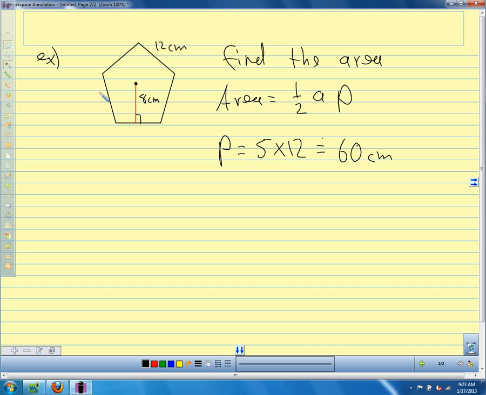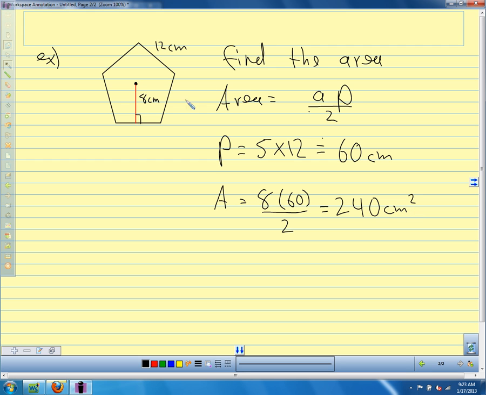So now I just plug my numbers into my formula. The area, I'll use a capital A for area, equals, and I can rewrite this: we can write 1/2 AP for AP divided by 2. The apothem is 8 centimeters, and we're multiplying by 60, and we're dividing by 2. When I multiply that all out, I get 240 square centimeters. Our units for area are always square units. Questions on that example?